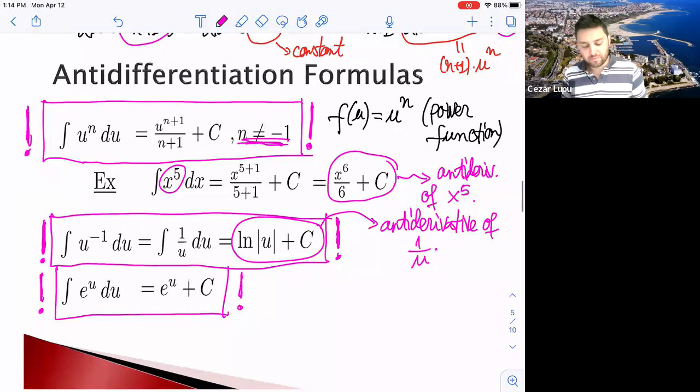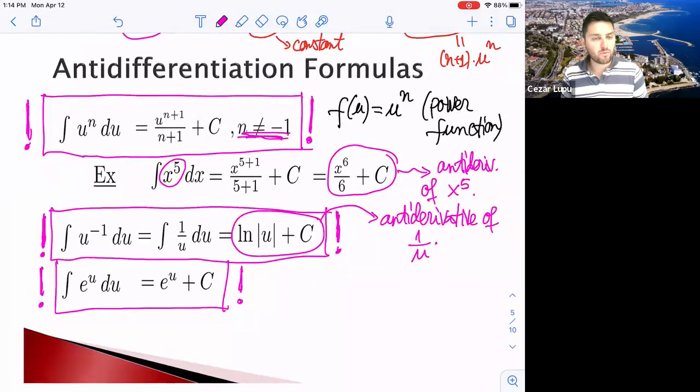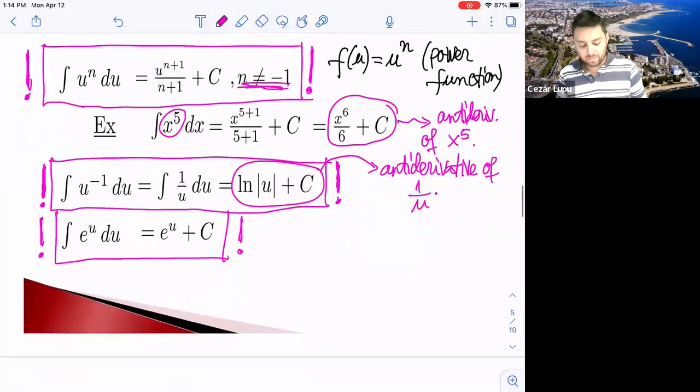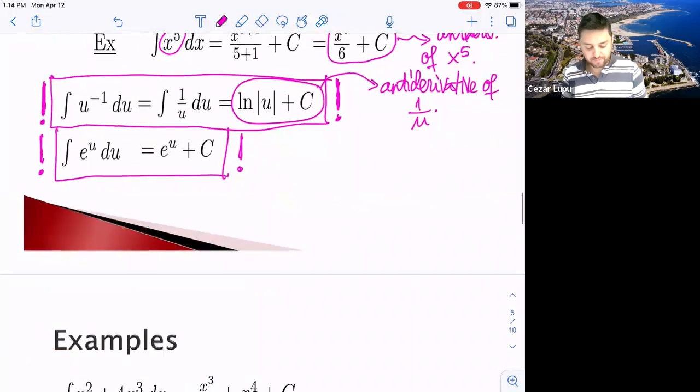All right. So these are the first three rules. We will see some others through the course of this class. All right. Now let's see some examples.